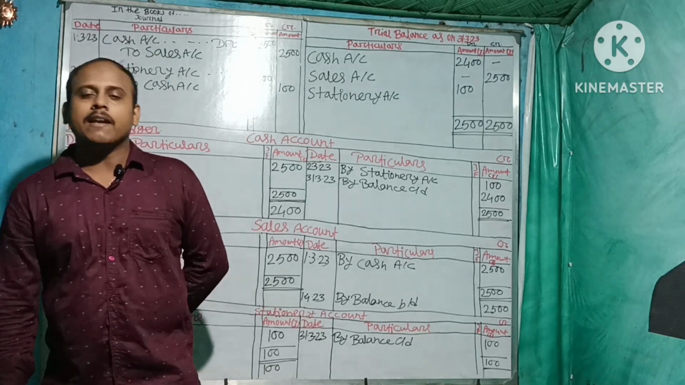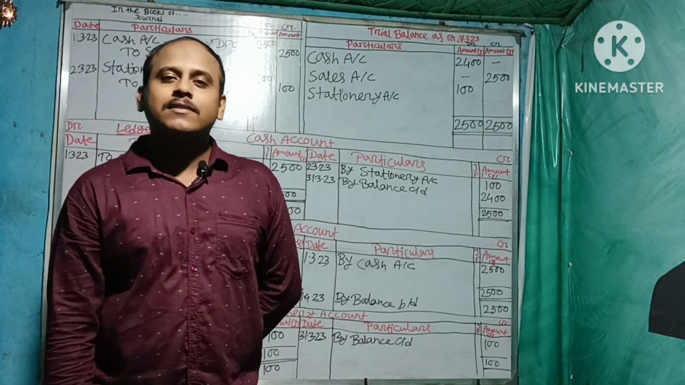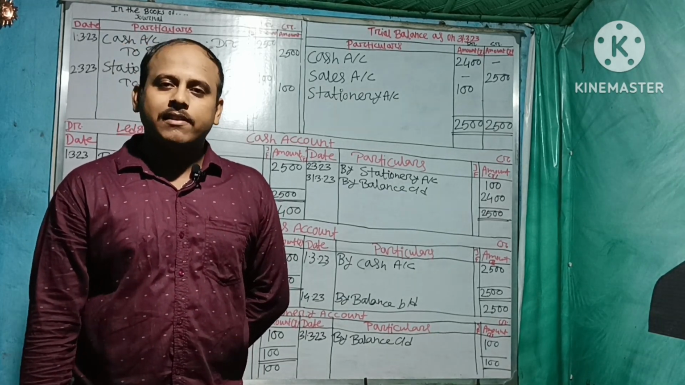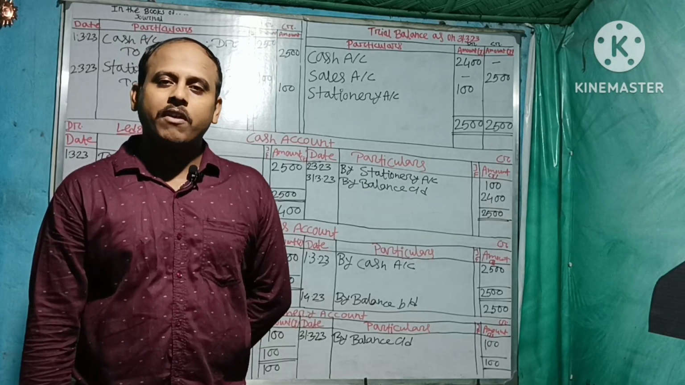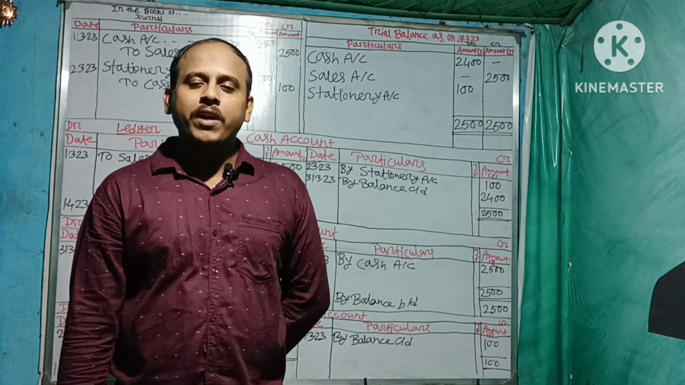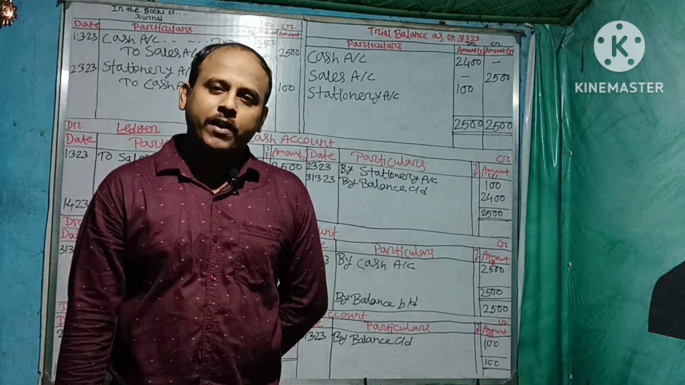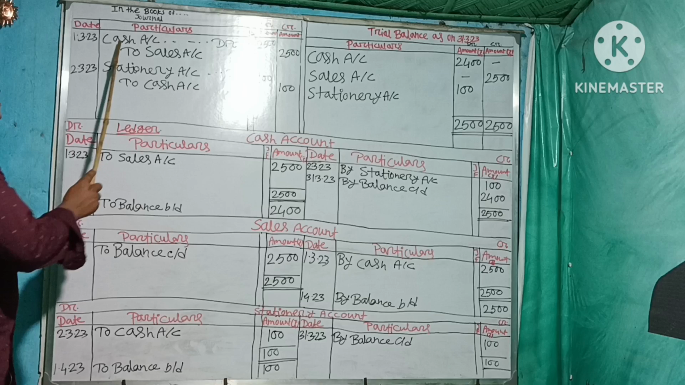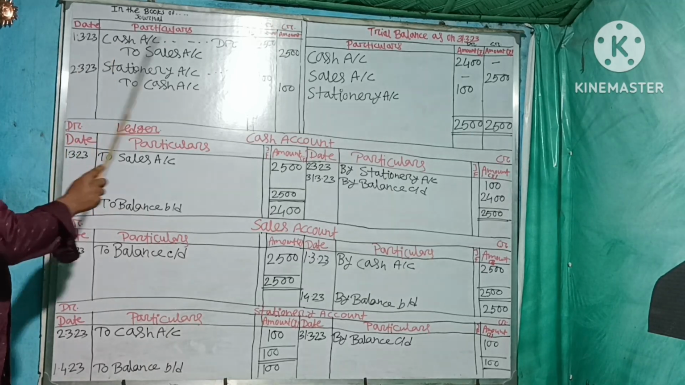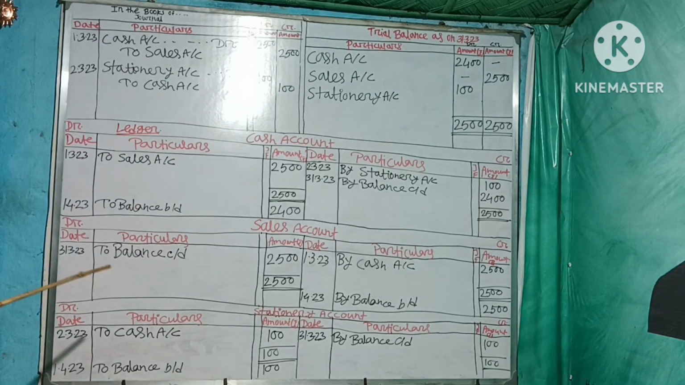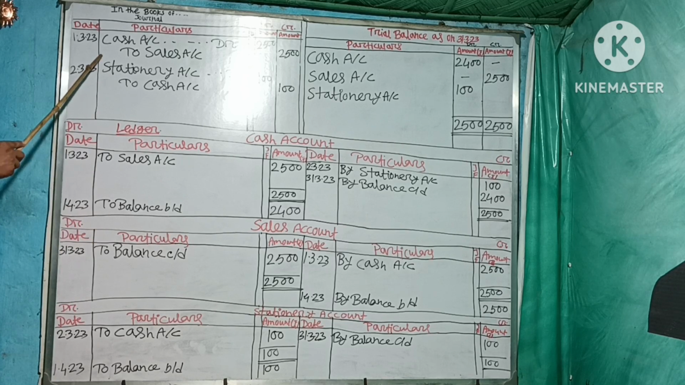If we sell something, then cash will come in. Cash is an example of real account. If cash comes in, then cash account will be debited. And sales is an example of nominal account. If we sell something, then that is an income. In case of income or profit, a nominal account is always credited. For that reason, on 1st March 2023, cash account debit 2500 to sales account 2500. If you like to write narration, then you can write being cash sales, within brackets.